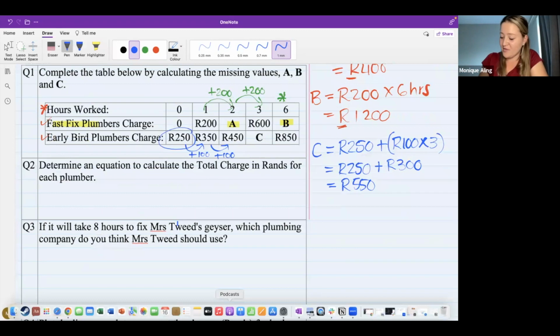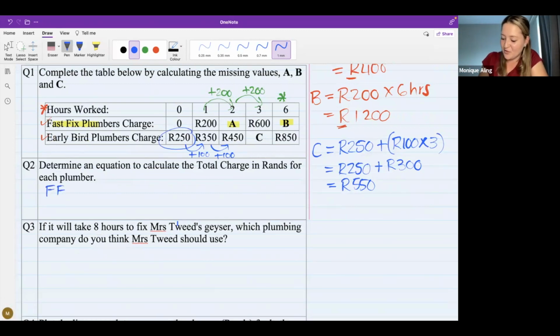Okay, so question 2, guys, determine an equation to calculate the total charges in rands for each plumber. So a formula, for Fast Fix, I'm just going to call FFP, Fast Fix Plumbers. What formula would we use? A general formula. So if I had to say to you, what would it cost me to use Fast Fix Plumbers for 12 hours? Because we don't have it on the table. So how would I work that out? And then if I had to change my mind and say, oh no, wait, I actually don't need them for 12 hours. I need them for 10 hours. How would I work that out? So I need a general formula so I could change my hours, but just have a general formula to replace the number of hours so I can just work it out easily.